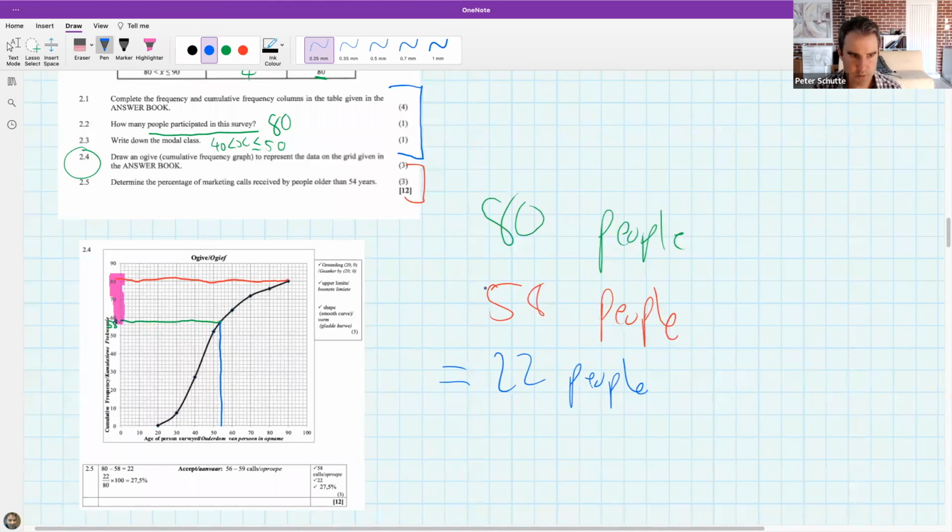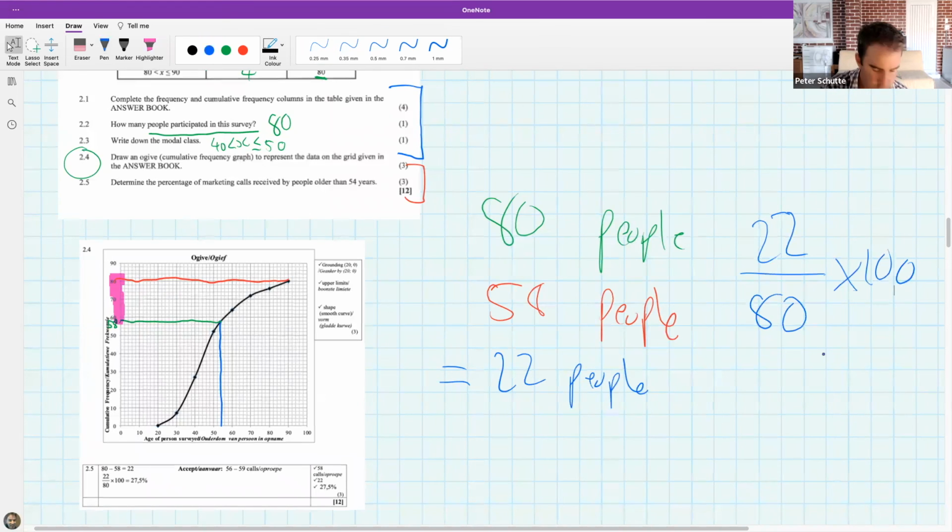So 22 people. Now, the question says, determine the percentage of marketing calls received by people older than 54. In order to get the percentage, all you do is you take the number of people over 54 and you divide it by 80, which is the total, and then you times it by 100. And if you do that, 22 divided by 80 times 100, you're going to get 27.5%.